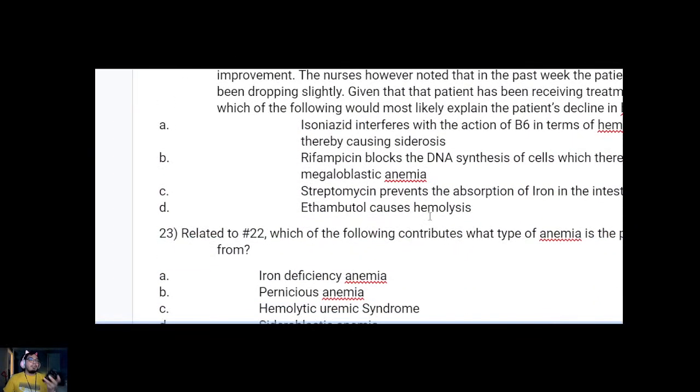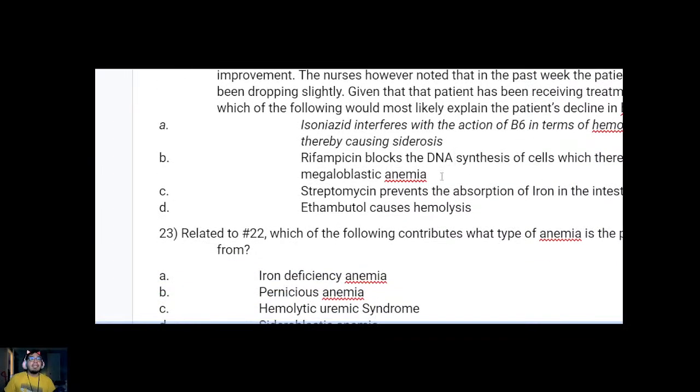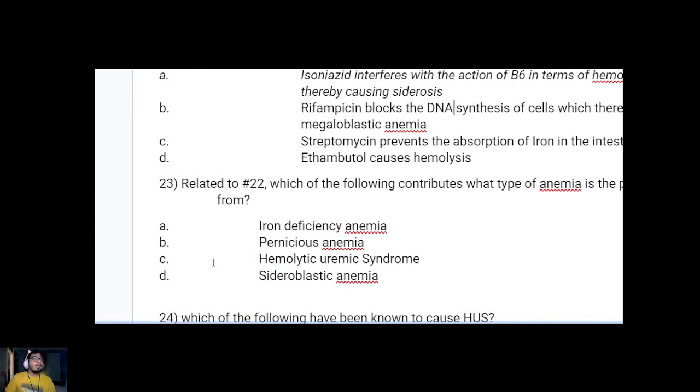Let's go to our case presentation, number 22. Madaming tama sa case presentation. Correct answer for number 22 is letter A. I think everybody knows the problem with that one is that isoniazid blocks B6 in the synthesis.